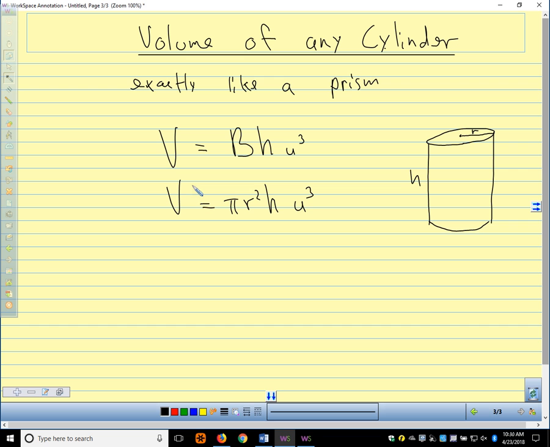Area of our base on a cylinder is a circle. So we have pi r squared times the height. It's exactly like a prism. R equals radius of the base, and height equals the height of the cylinder.